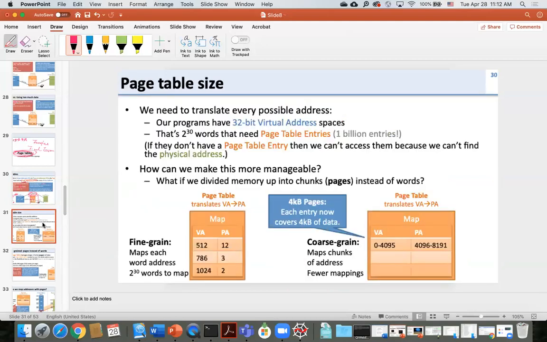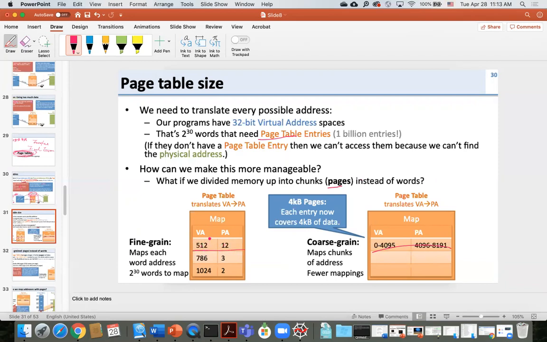How about if we do not do the mapping word by word? We could actually do the mapping chunk by chunk. So we divide the virtual memory into many different chunks, and the chunk here is called a page. So the original translation table now becomes a page table, because we can do the mapping page by page, chunk by chunk. We do not have to do the mapping one by one, one address to another address.